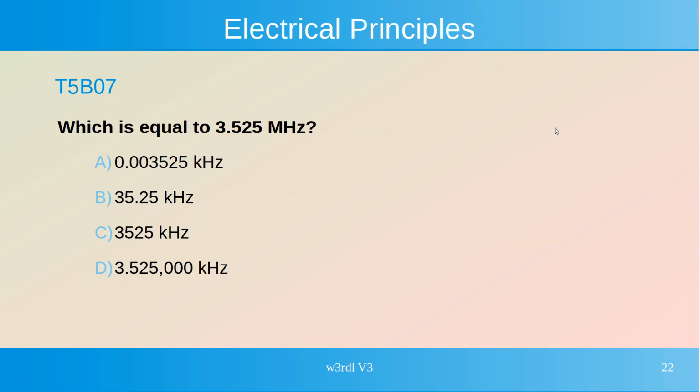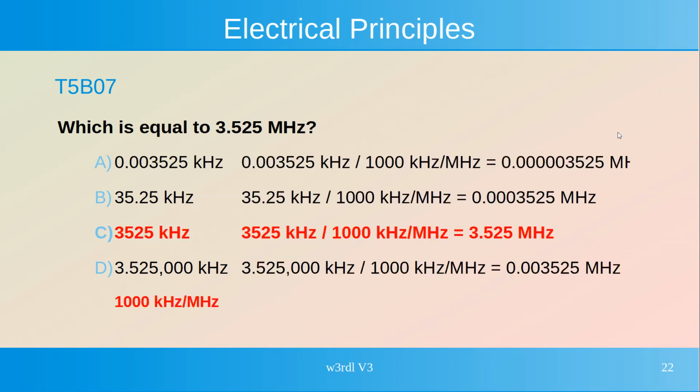Which is equal to 3.525 megahertz. Now, here's one you asked about that's not a nice round number, but all you have to do is move the decimal point. Yeah, that's what I've been doing all along. Okay, that's my point. And that's one way to remember it. Do I go left or right on the decimal point? 3 places or 6 places.